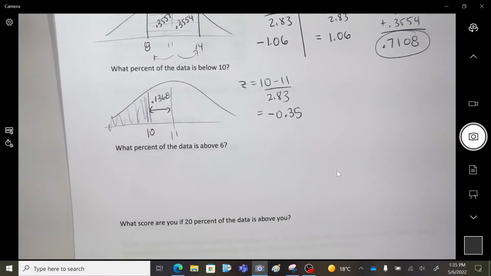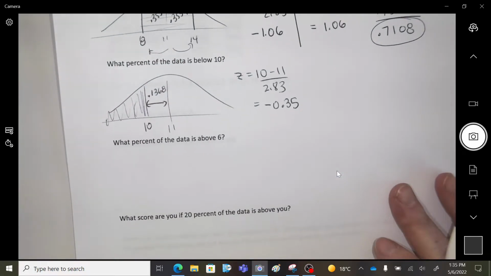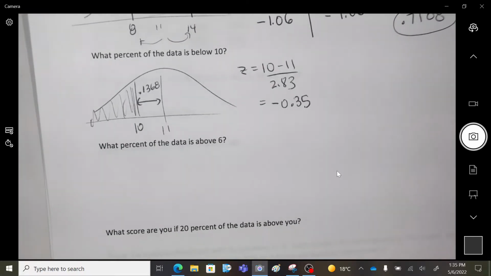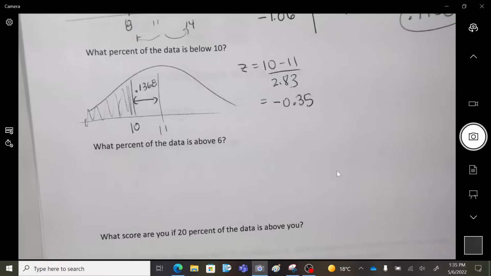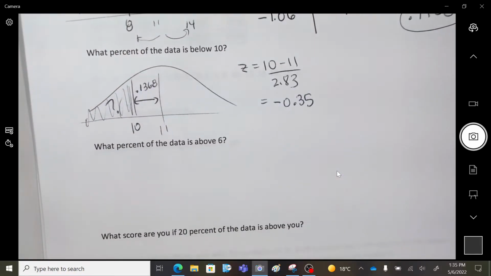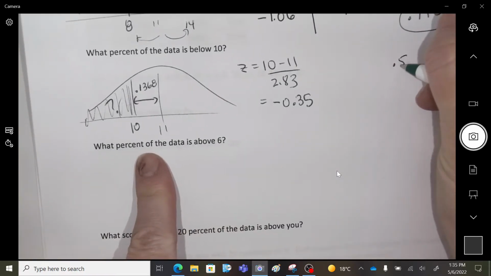Remembering the chart is me to the middle. So 1368 is between me and the middle. So what do I do to find this section? Now we're going to have to do the 0.5, subtract that.